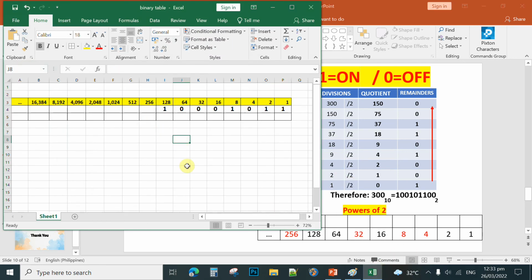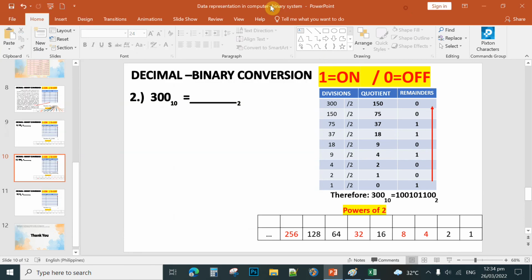Okay, let us try to total this one. 256 plus 32 plus 8 plus 4. So these are the on digit. So let us highlight this one in Excel. So that's 300. See the sum. So meaning this is the correct value or the equivalent in binary.